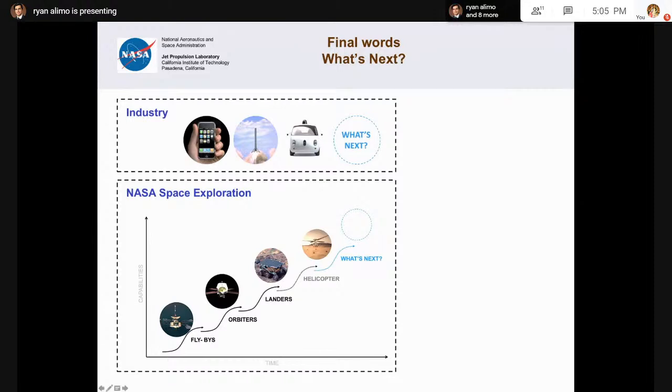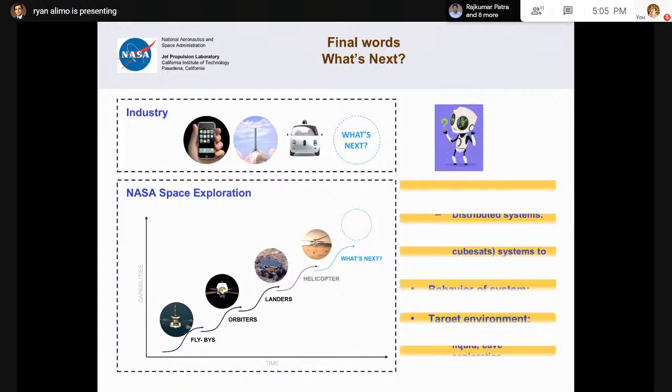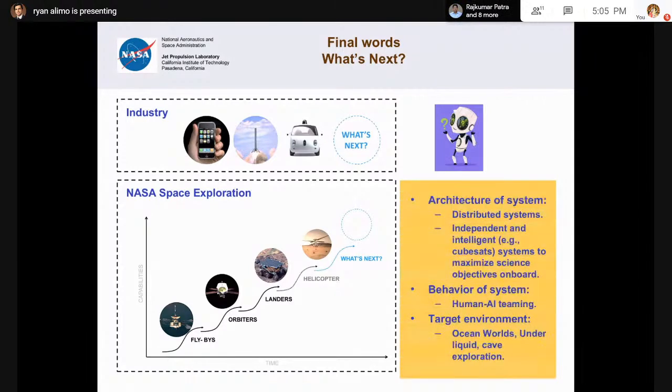Flyby we had in the 60s, and orbiters, we had landers, Pathfinder. We're going to have a helicopter for the first time next year. And what we can say for the future of space is that it is going to be distributed, right? We are going to have swarms and multi-agent systems. These systems are smart, they are automated, they can work with each other, they're small, they can team up with each other and create some larger objects.